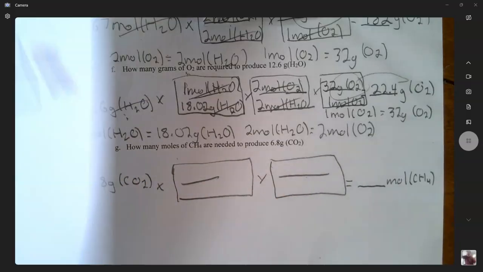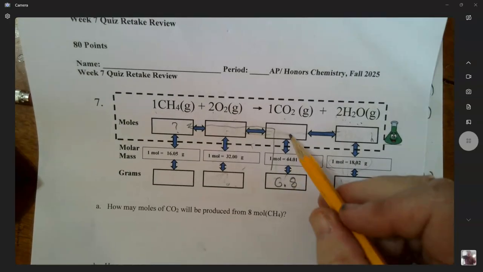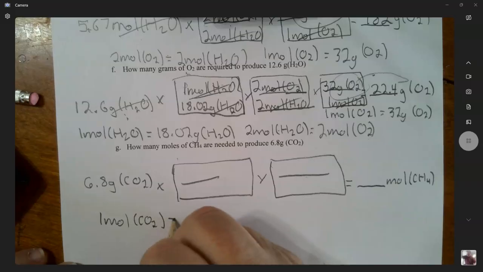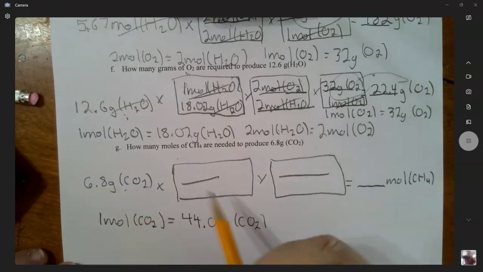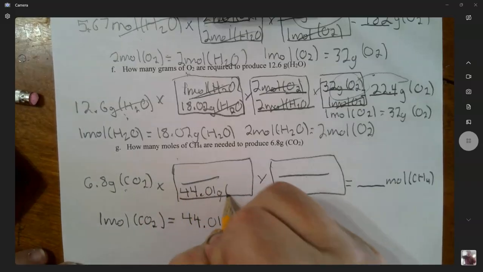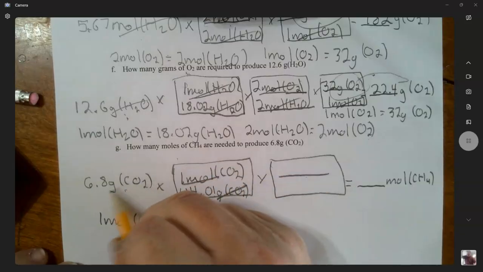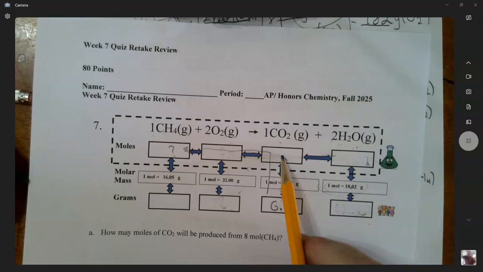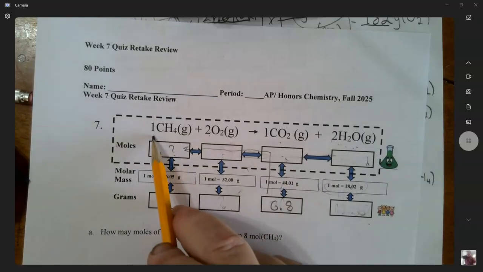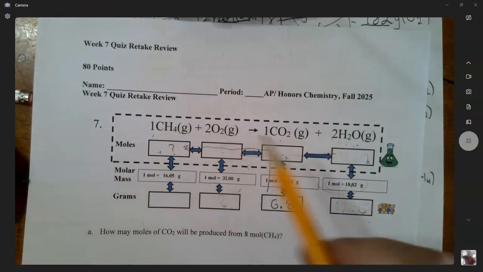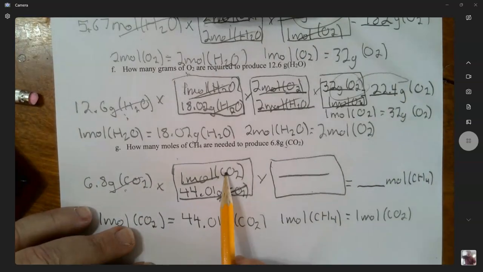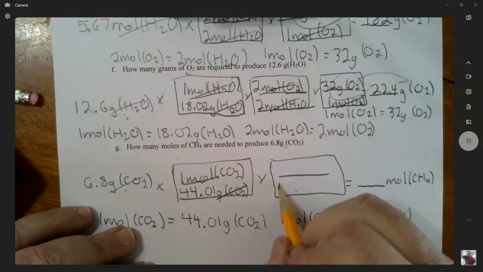First we need to get from grams to moles up here, so the box in between is the molar mass of CO2. You have grams up here, you need grams down here. Grams CO2 cancels and cancels. Now we're sitting in the box here. We need to get over to here. So it's 1 mole CH4 equals 1 mole CO2. CO2 is on the top here, so it has to be on the bottom here.